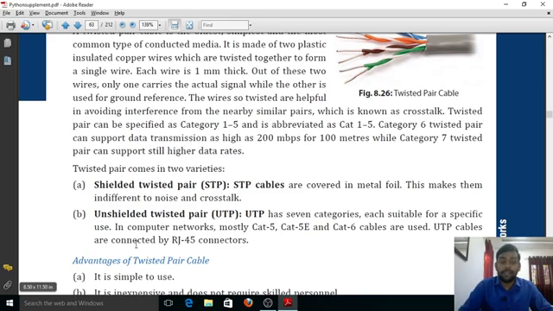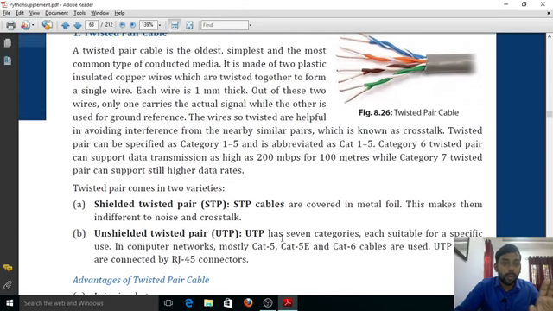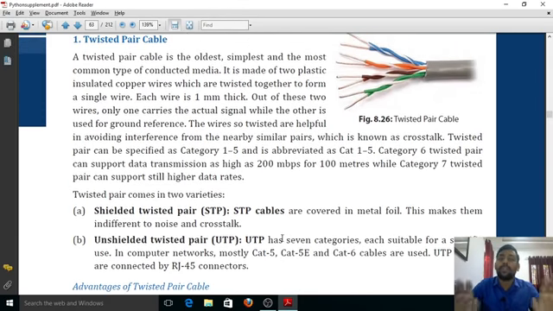Other than that, unshielded twisted pair, UTP, has 7 categories suitable for specific use. We mainly use unshielded twisted pair, mostly category 5, 5E and category 6, which are connected by RJ45 connectors. That's a standard connector, Registered Jack 45. So this is about the structure and the function of twisted pair.